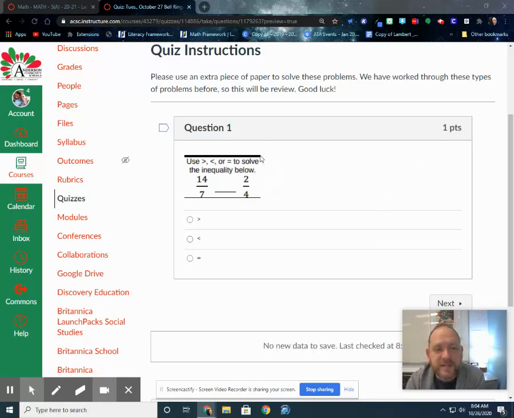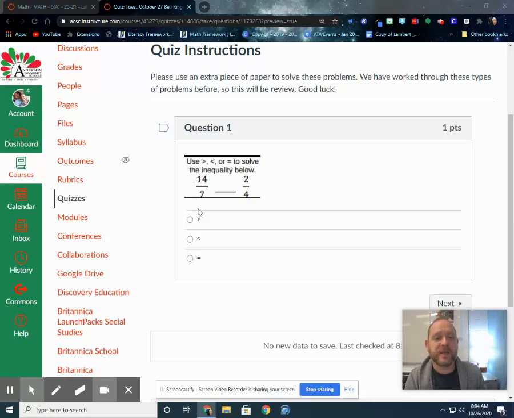So our first question says, we're going to use our inequality symbols, so greater than, less than, or equal to, solve the inequality below. So 14/7, is that greater than, less than, or equal to 2/4? Go ahead and give that a try, and we'll answer it together here in just a second.